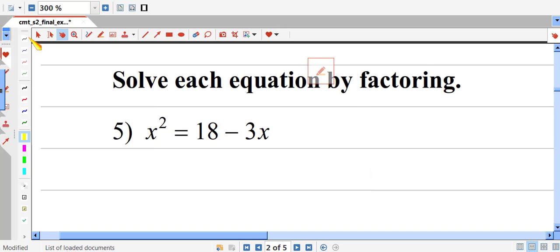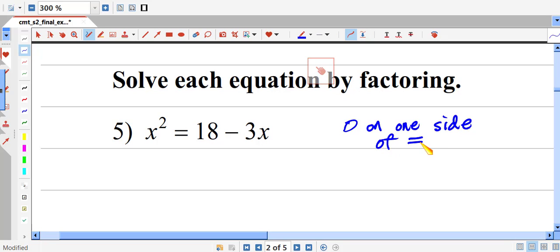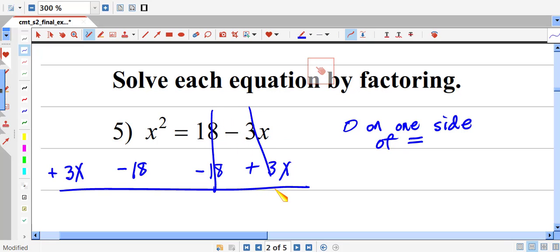Okay, solve each equation by factoring. So to solve by factoring, I need a 0 on one side of the equal sign. So I'm going to move the 18 and the 3x over to the left side of the equation. And I'm going to do that by subtracting 18 from both sides and adding 3x to both sides. So that causes those to drop out. And now I have x squared plus 3x minus 18 equals 0.